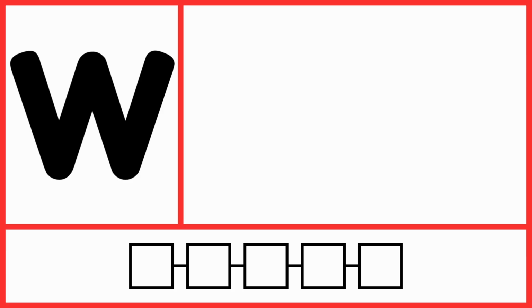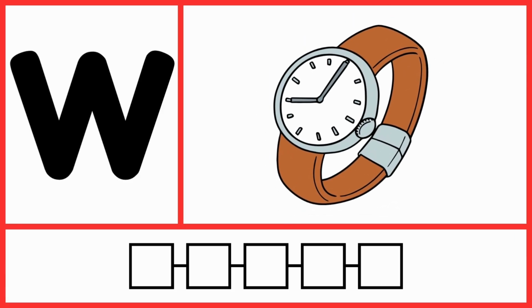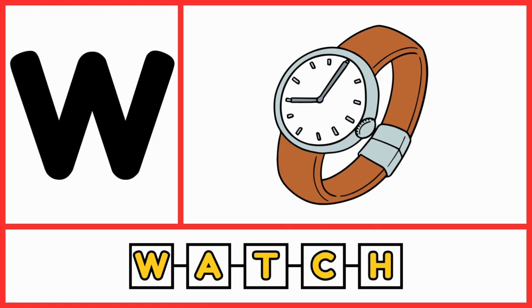W. W is for watch. Let's spell it. W, A, T, C, H. W is for watch.